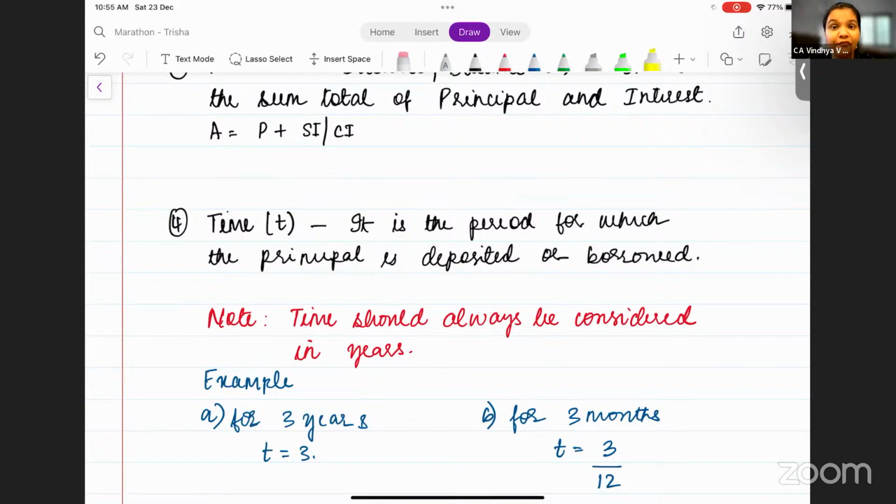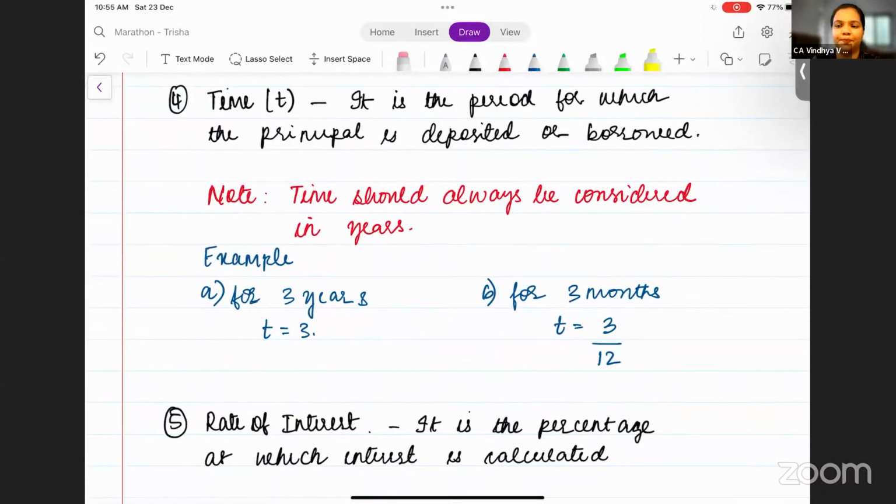So time is the period for which the money is deposited or borrowed. Now, very important to understand here is that when you consider time, it should always be in years. Now, if I say, for example, time is 3 years. You have deposited for 3 years. You will consider time as 3.